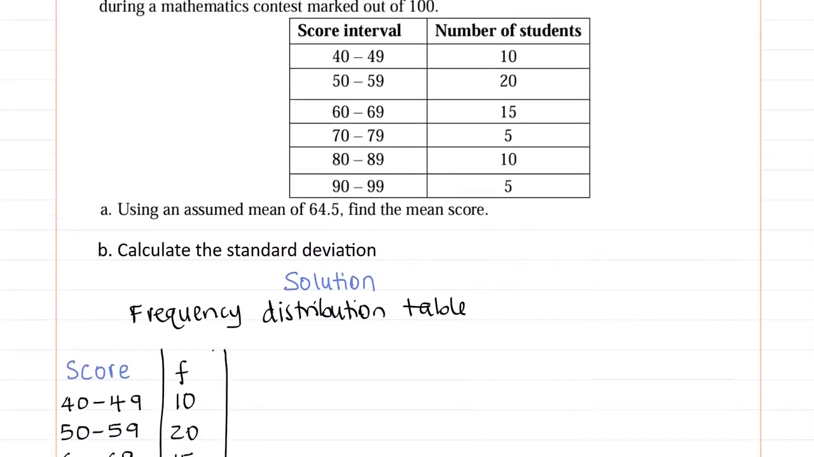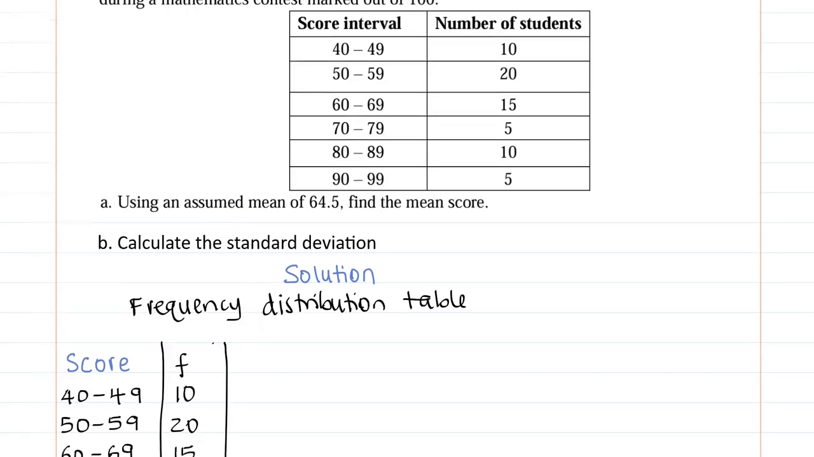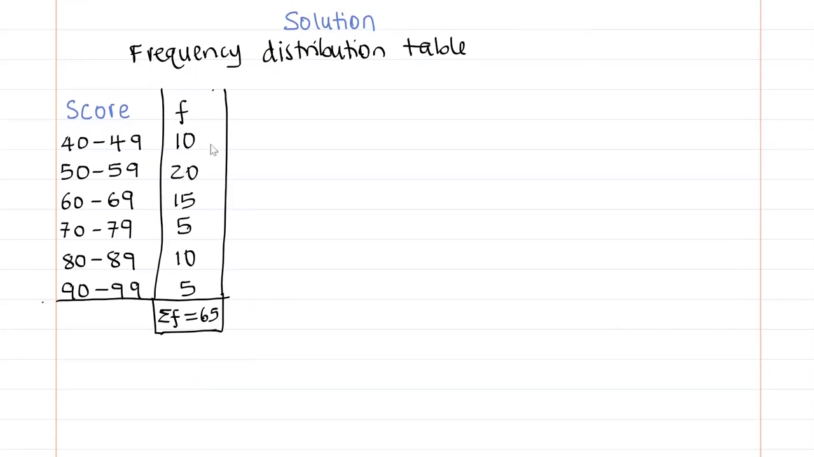Now, we need to manipulate this table in a way that gives us what the question is. Since we are looking for the mean score using assumed mean, or it is also called the working mean or the working zero, we need to get the midpoint of the score, and the midpoint of the score is denoted by x. Our x here is the midpoint of our score. How do we get the midpoint?